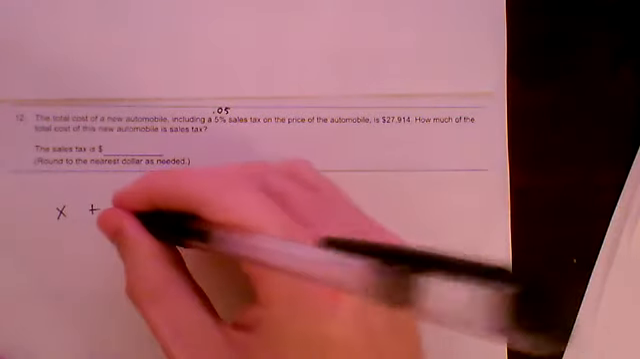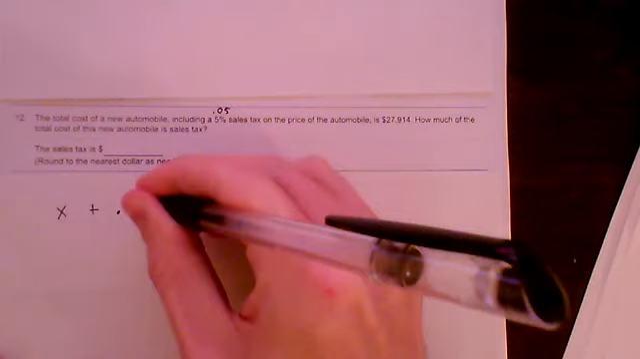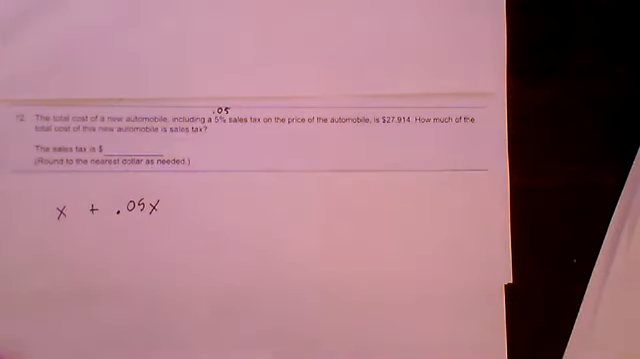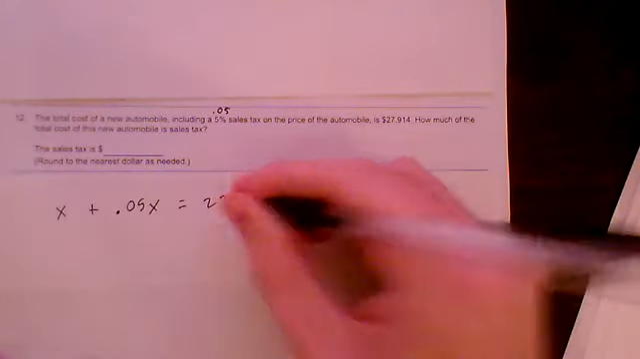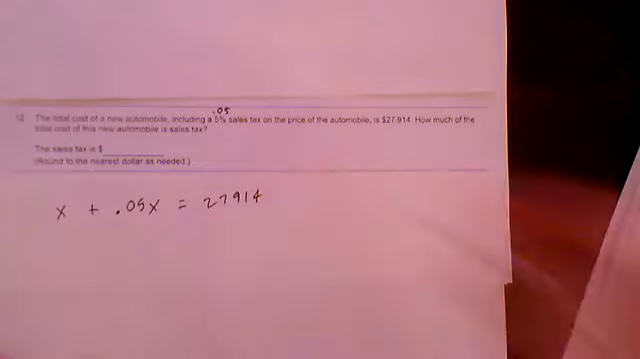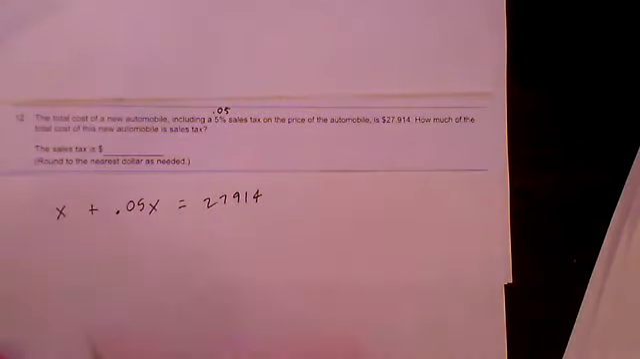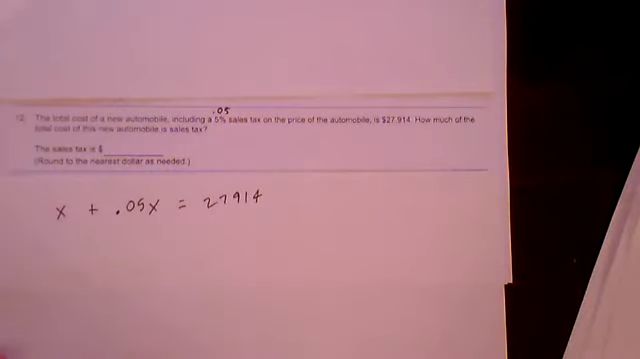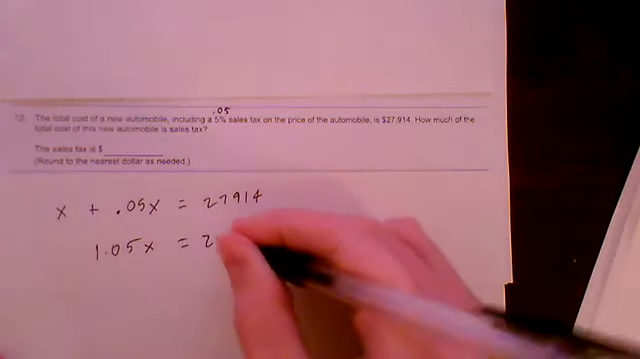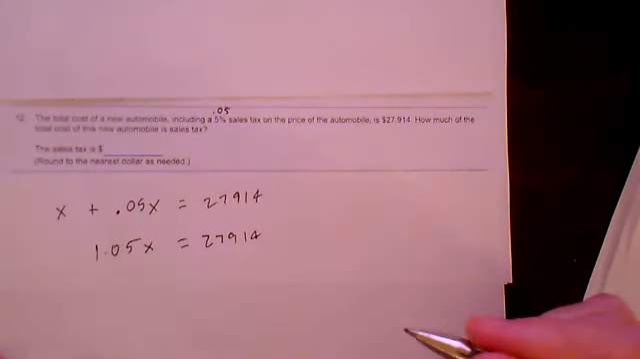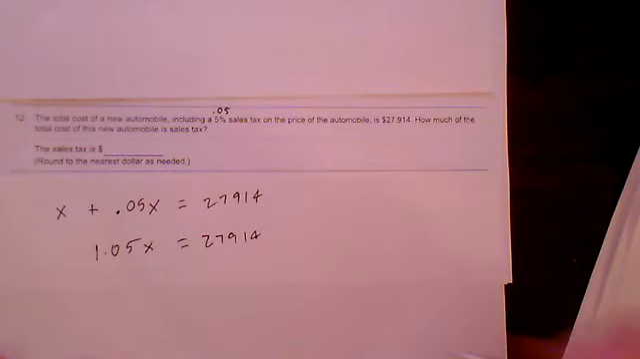So I'm going to take my price of my vehicle plus 0.05 times that price again. That's going to give me my total price, which is 27,914. And this will be the equation that I'm going to solve. What's going to happen over here is I set it up as two separate pieces. Once you get comfortable with this, I'm just going to add them together. I'm going to get 1.05 for that. That's going to be the same every time. It's going to be 1 for the full price plus that sales tax percentage changed to a decimal. And then we're just going to solve from there.